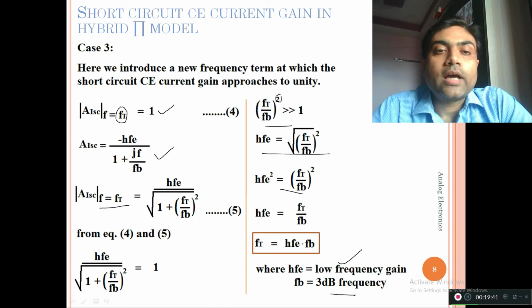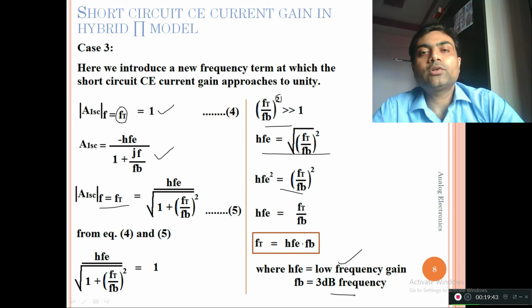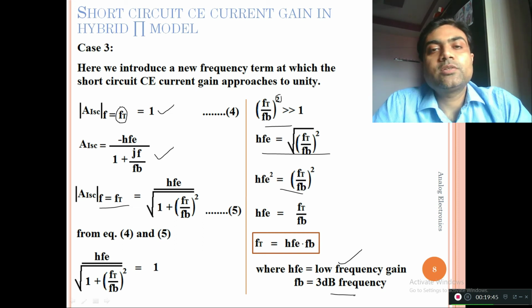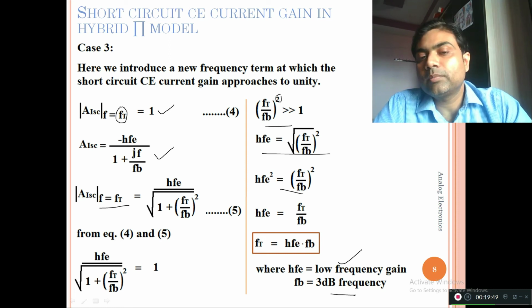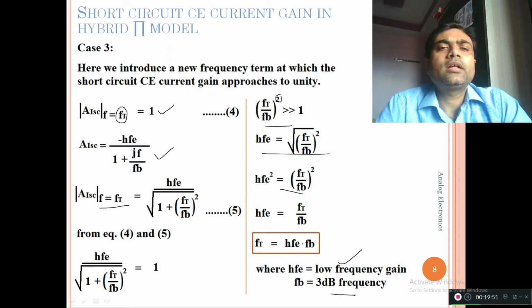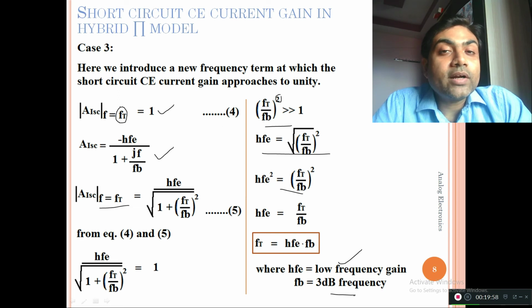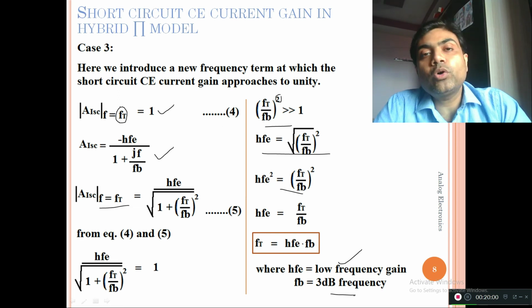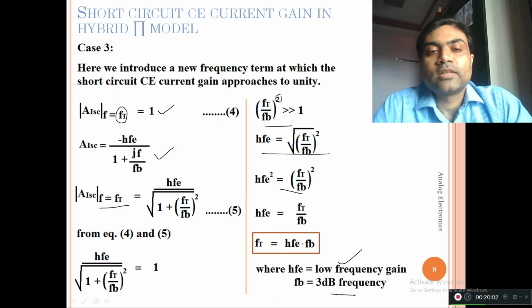Okay, so FB defines the bandwidth of the amplifier and HFE defines the gain of the amplifier. If I multiply these two terms, the new frequency term that comes out is FT, and this is nothing but the gain bandwidth product. So we have defined this gain bandwidth product. Where have we defined it? When we put gain equal to 1, as we have considered here in equation number 4.